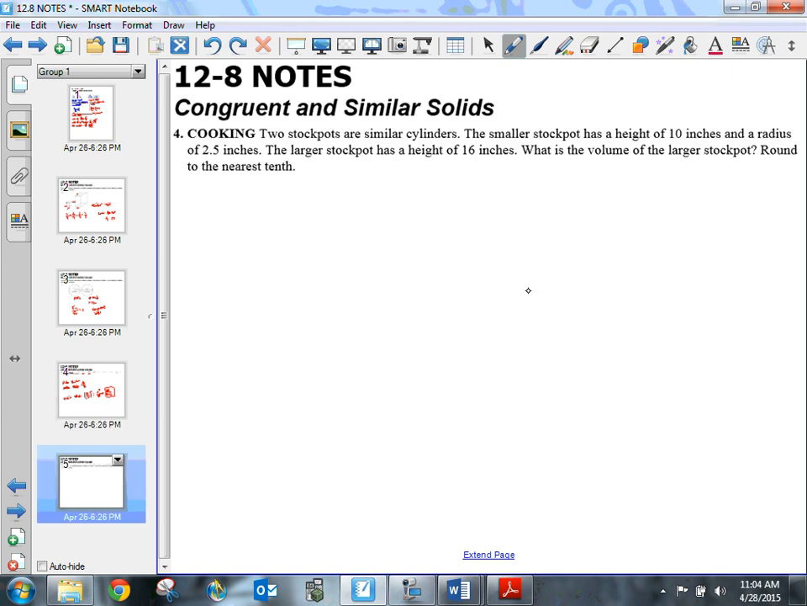All right, let's take a look at number 4. Now, number 4 is a word problem. It says 2 stock pots are similar cylinders. Okay, so I'm just going to draw a quick cylinder here. It's usually helpful to draw a picture. The smaller stock pot has a height of 10 inches, okay, and a radius of 2.5 inches. So this is my radius. R is equal to 2.5 inches, okay, and my height is equal to 10 inches.